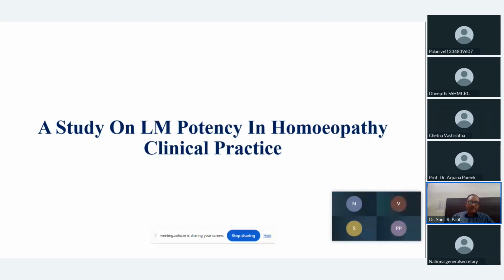Now, today's topic is a study on the LM potency in homeopathic clinical practice. Actually, the magic and secrets of the LM potency were introduced in the sixth edition of Dr. Samuel Hahnemann, the father of homeopathy. This LM potency, also called the 50 millesimal scale of potency, is the latest and most refined method in the science of homeopathic pharmacy.